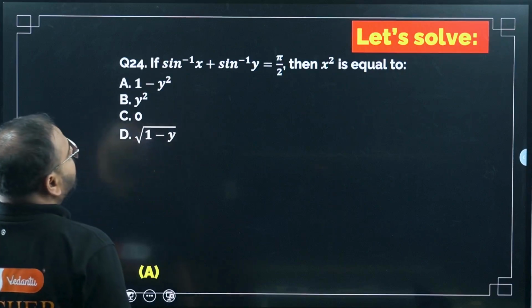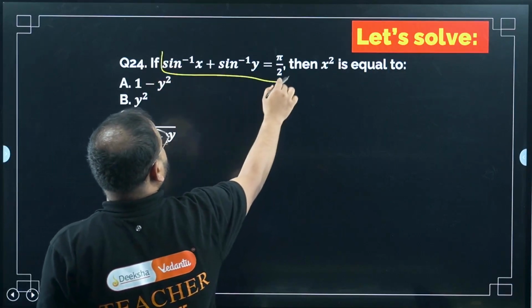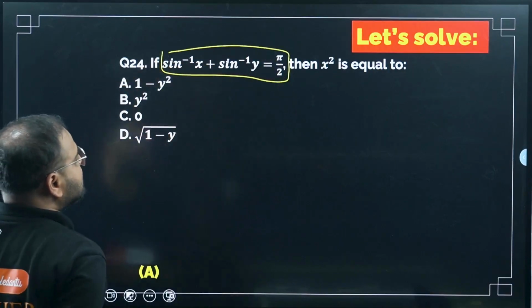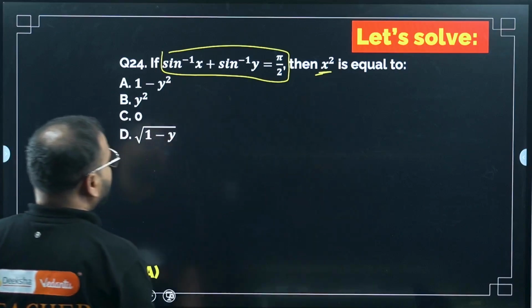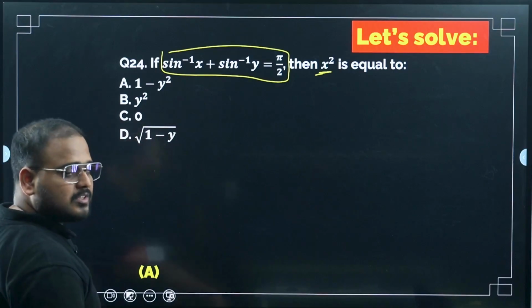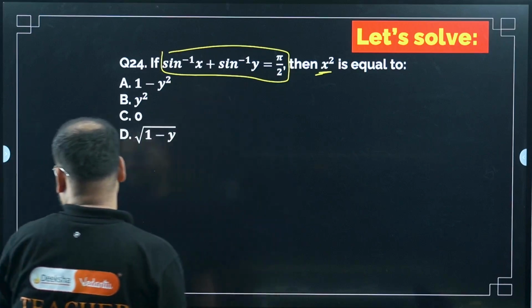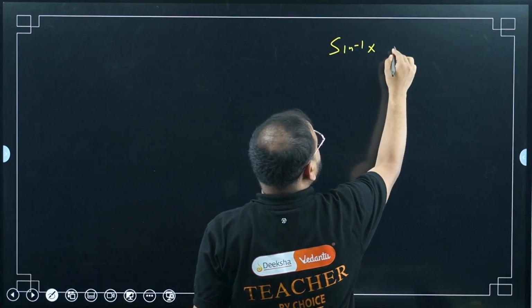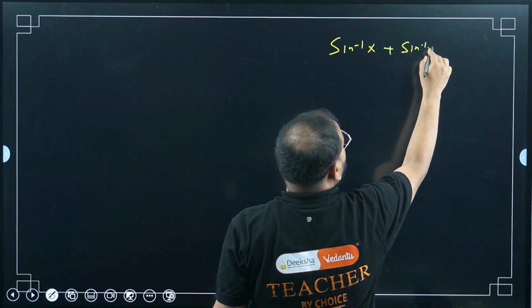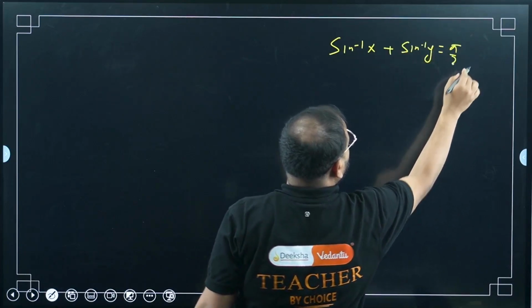Here they have given this condition: sine inverse of x plus sine inverse of y is pi by 2. Find the x square value. Again we can do the same thing. We'll take the assumption. So they have given that sine inverse of x plus sine inverse of y is equal to pi by 2.